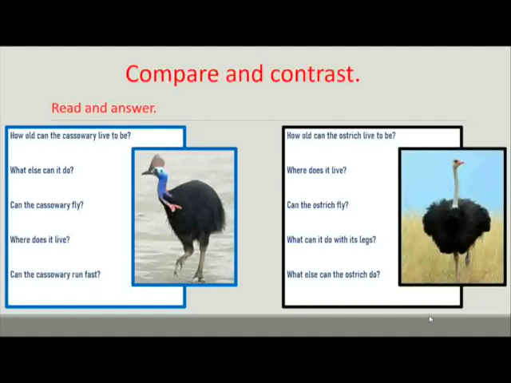Let's do question number 1 as an example. How old can the cassowary live to be? And the answer is, it can live to be 60 years. Next question. What else can it do? Can the cassowary fly? Where does it live? Can the cassowary run fast?